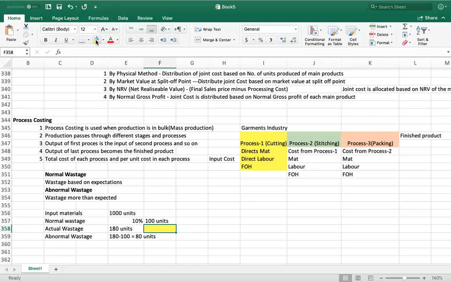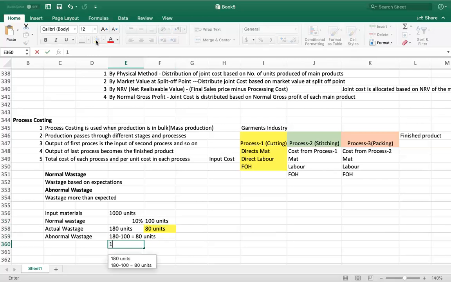But if your workers are very efficient, machinery is very good, your workers are very experienced, knowledgeable persons, it means your wastage will be less. For example, you were expecting 100 units of wastage, but because of the efficiency of your staff, your actual wastage is 80 units. How much are we saving? 20. So it means we are saving 20, or you can say 100 minus 80, that is equal to 20.